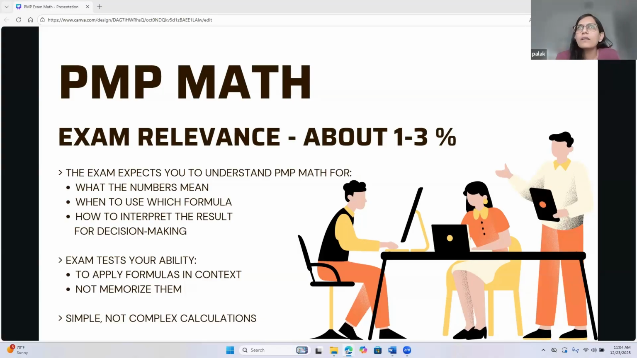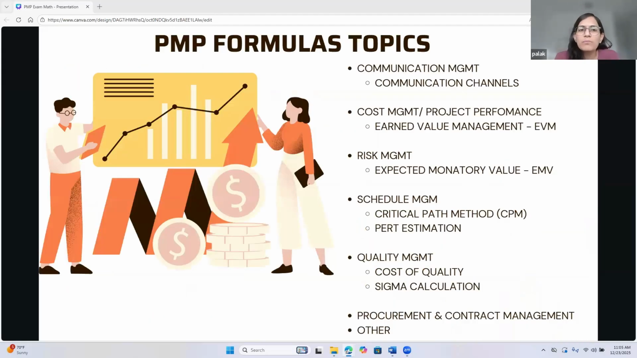At the exam center, they do provide you a calculator and paper and pen if you need to do some calculation. In my case, I was provided the digital calculator. It's on screen. Okay, so next slide. Math questions show up across multiple domains like schedule, cost, quality, risk, and so on.